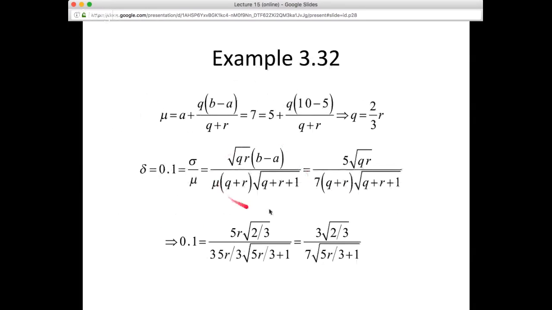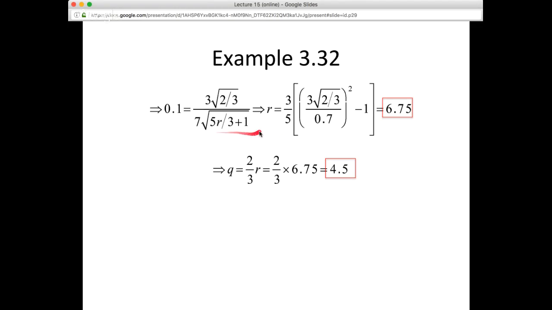and that's what we get here. Furthermore, we can substitute for Q 2/3 R. And when we go through that exercise, we get this equation here, which is only in terms of r. And we can solve for r, kind of going to the next page. And when we solve for r, we get this expression, evaluate it algebraically, and it works out to 6.75. And then if we plug that 6.75 in for r, we get for q that it's 4.5.